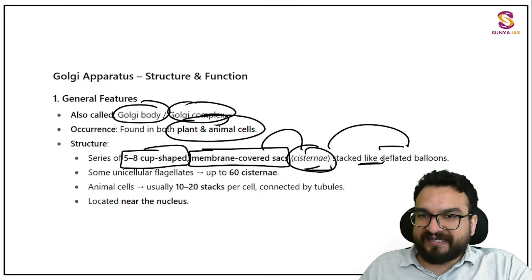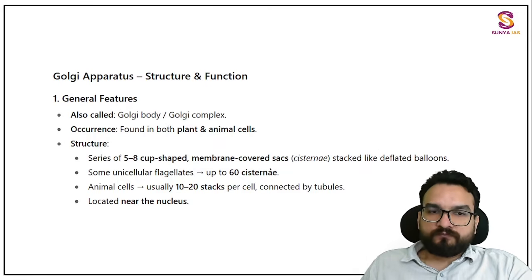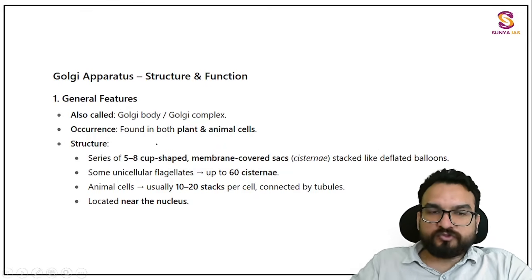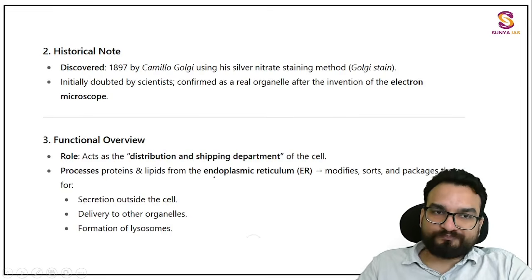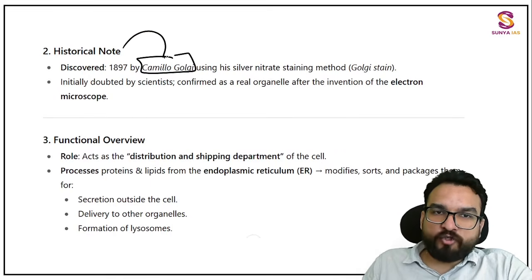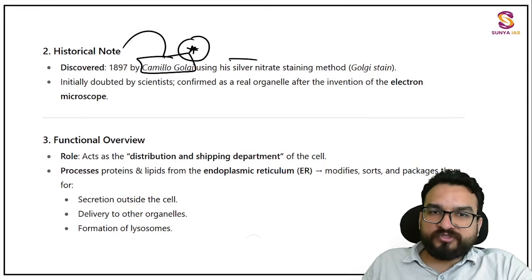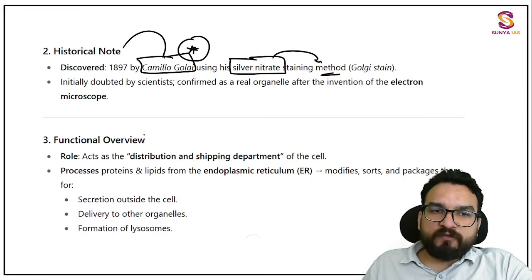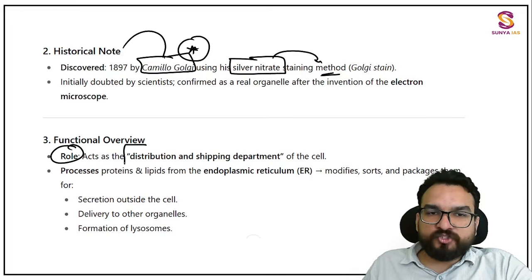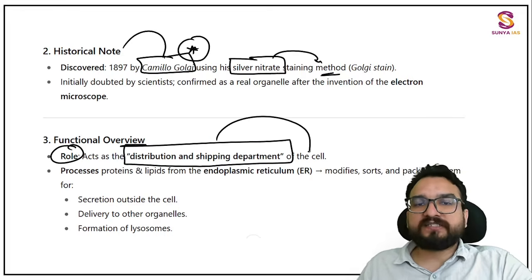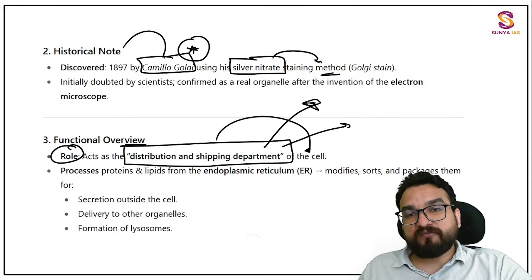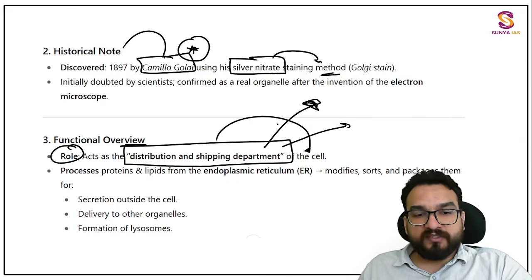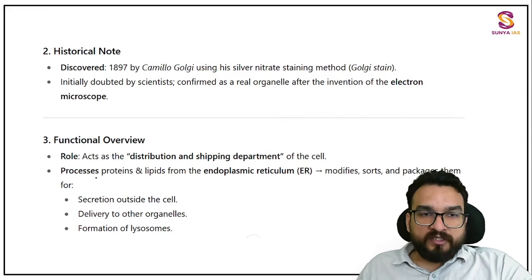You have to write this: stacked like deflated balloons. In animal cell, 10 to 20 stacks you will be finding. It was discovered by Camillo Golgi, very important to learn, using his silver nitrate staining method. Its role is a distribution and shipping department of the cell, where this particular protein has to go, where this particular fat and starch has to go. This is decided by Golgi.